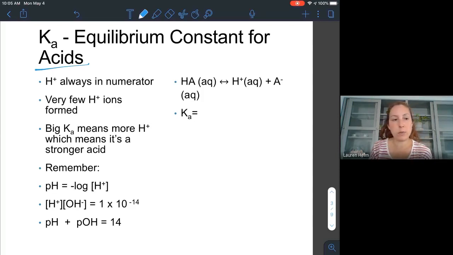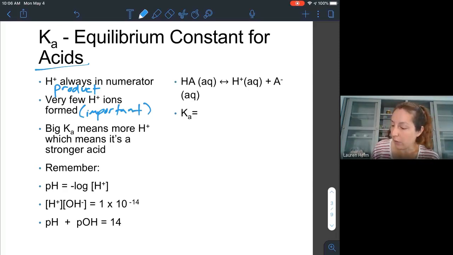For the equilibrium constant for acids, things we need to know: our hydrogen ion is always in the numerator because hydrogen is a product of an acid ionizing. This is huge. Very few hydrogen ions are going to be formed from an acid at equilibrium, and we're going to leverage that mathematically. The answers you get, what do they mean?